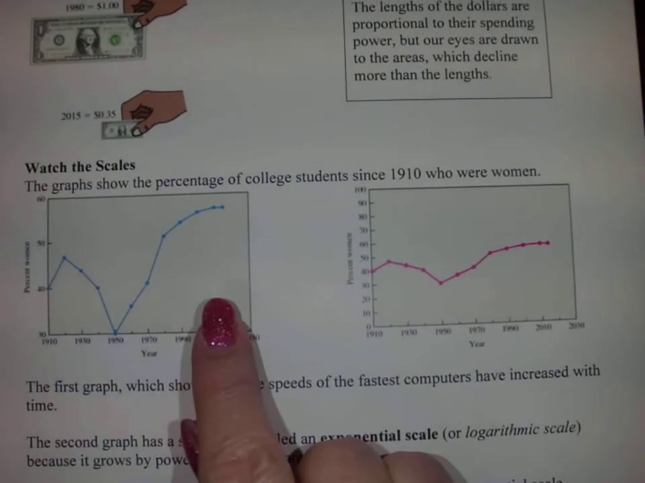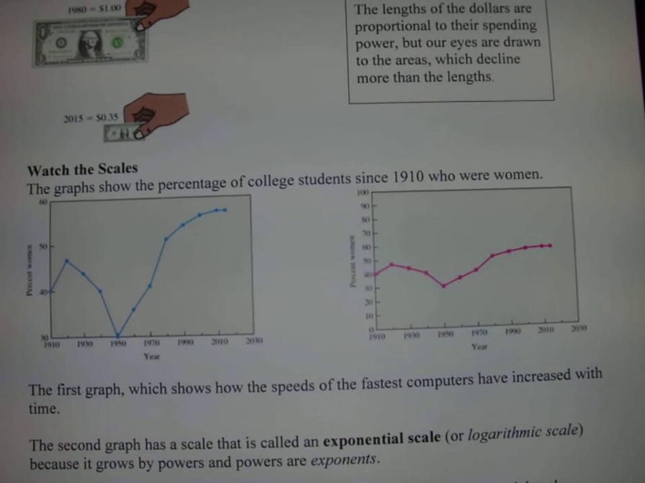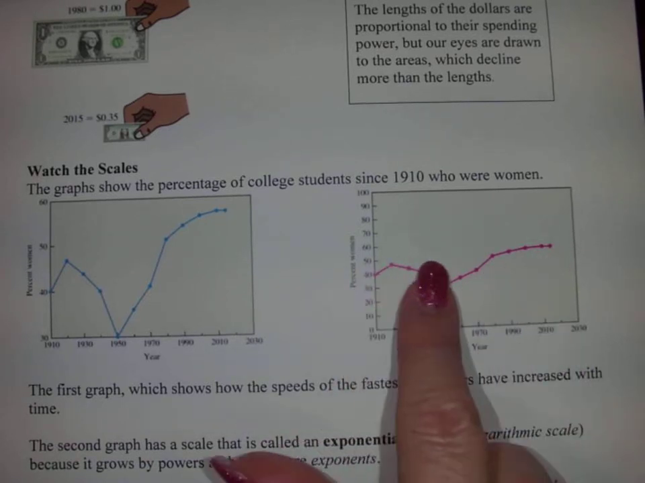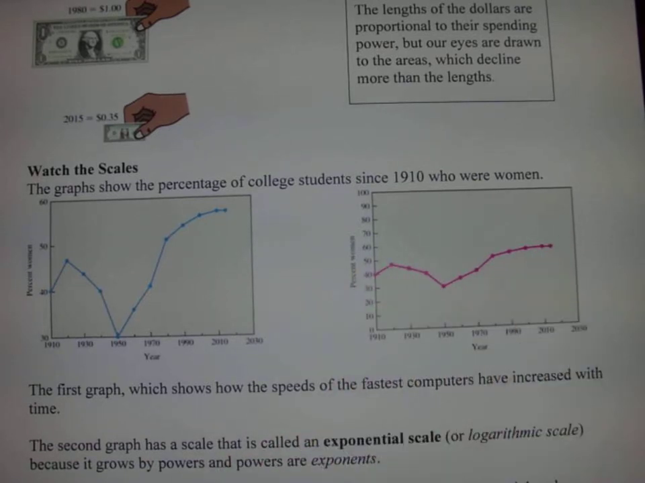Another thing you have to watch for, this is the same data, and this is the percentage of college students since 1910 who were women. If we look at this one, we can see it starts at 0 in 1910, and we can see the kind of dip right here and going forward.